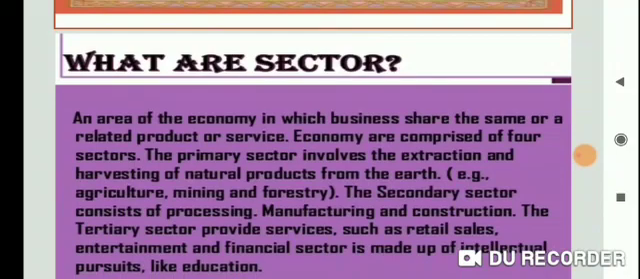The economy is composed of sectors. The primary sector involves the extraction and harvesting of natural products from the earth, for example agriculture, mining and forestry. And the secondary sector, students, consists of processing, manufacturing and construction. The tertiary sector provides services such as retail, sales, entertainment and finance, and is made up of intellectual pursuits like education. Now let's see, students, one by one, the primary, secondary and tertiary sectors.